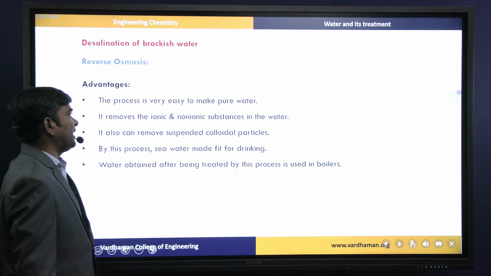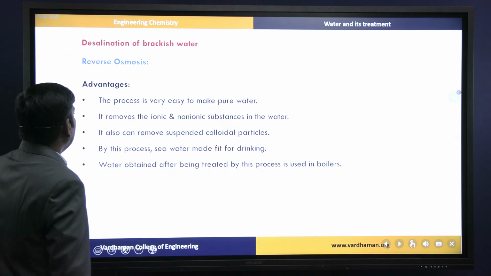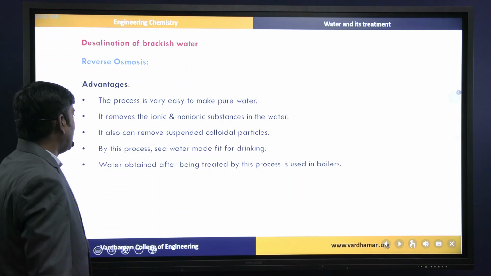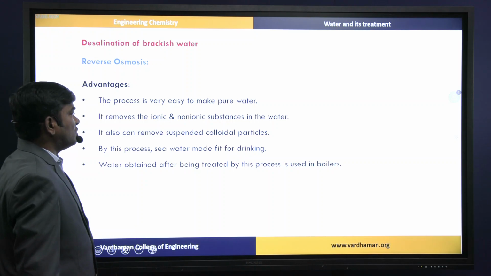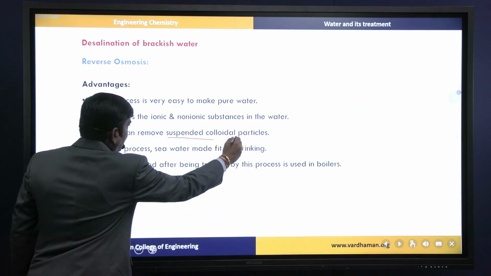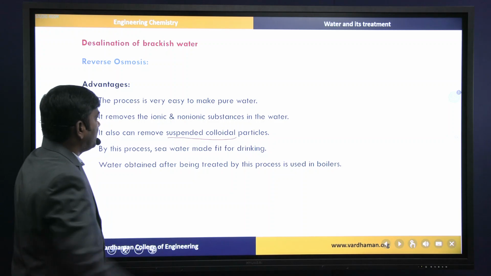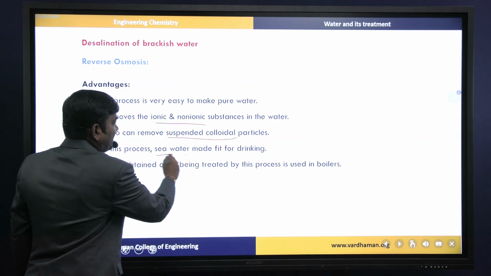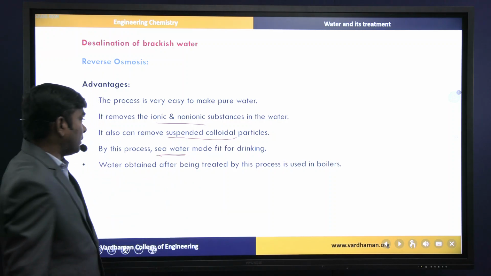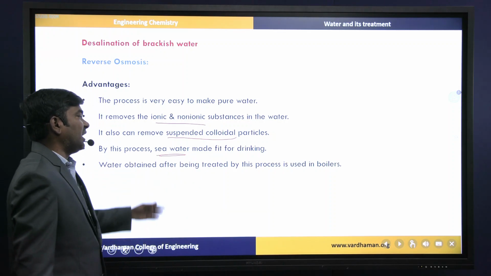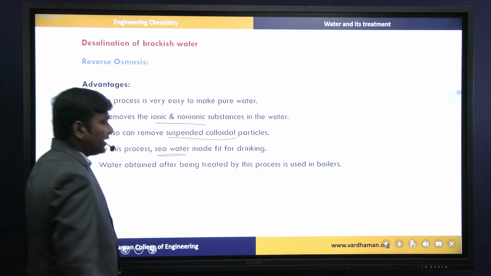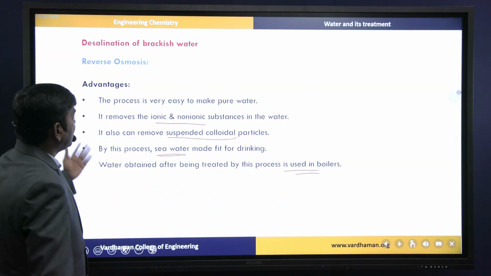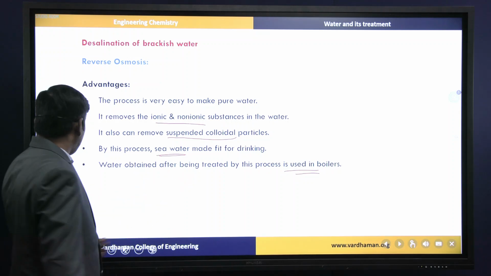So, advantages of reverse osmosis. The process is very easy to make pure water. It removes the ionic and non-ionic substances which are available in the hard water. It can also remove suspended and colloidal particles. Sea water is converted into potable water, and water obtained after being treated by this process can be used for the boilers. After adopting this method we can use this water as boiler feed water.